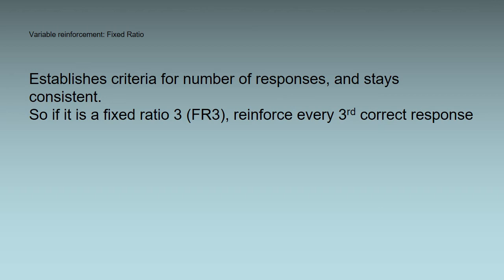Variable reinforcement on a fixed ratio. This establishes the criteria for a number of responses and stays consistent. So if it is a fixed ratio of 3, also denoted by FR3, we're going to reinforce every third correct response. For example, I would say touch nose, they would touch nose. Touch eyes, they touch eyes, and then say touch ears, and once they touch ears, I would say, hey, awesome job, you know your body parts. So I'm reinforcing every third correct response.